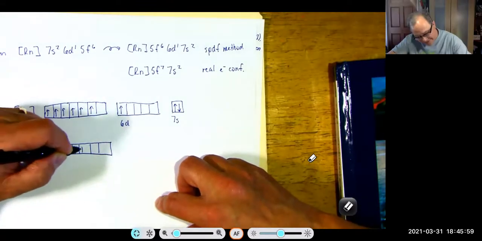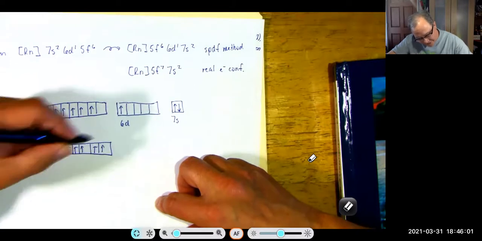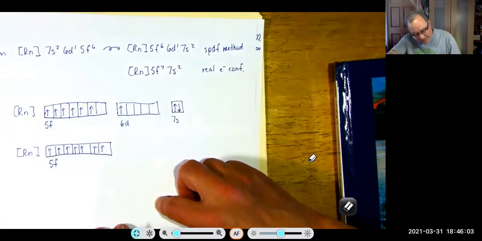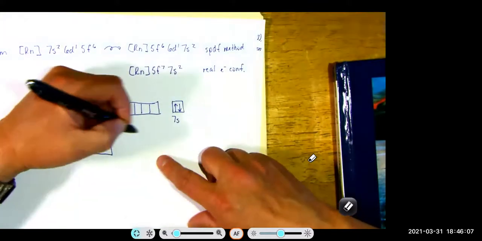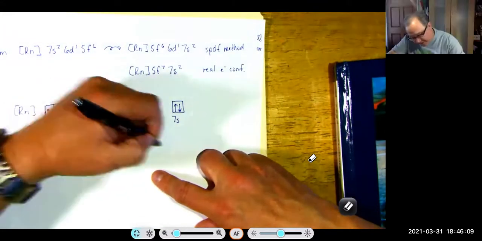So this is 5f, right? And we have 7 of them. Okay. There's no 6d, and then there's the 7s.